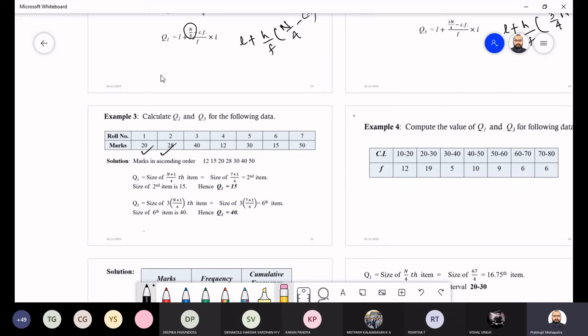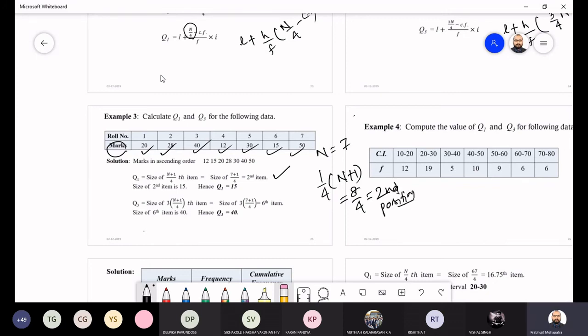So how many data are there? 1, 2, 3, 4, 5, 6, 7. So the n value is 7. This is not frequency, this is just normal data. So in total you are having 7 data. Then what is 1/4 of n plus 1? So 7 plus 1, n plus 1 is 8. 1/4 of 8 means the second position. 1/4 of n plus 1, that is 8 by 4, that is nothing but the second position.